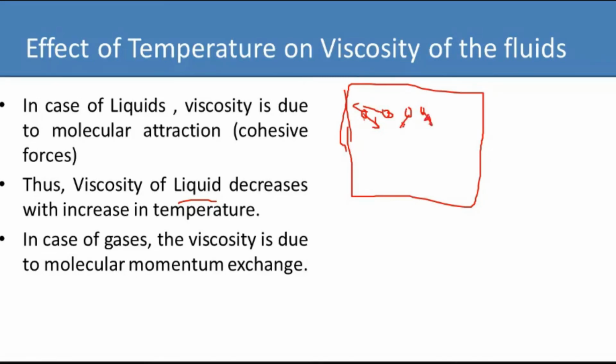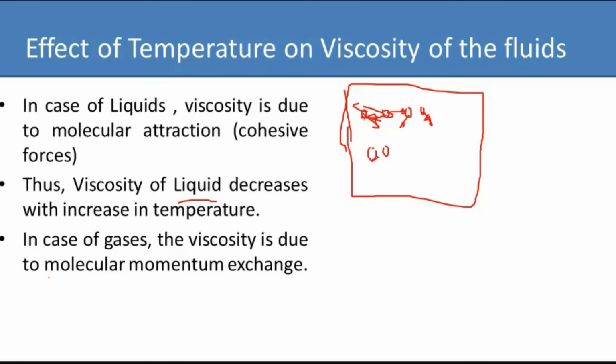Okay, so when these gaseous molecules are moving, they are continuously colliding with each other. Every gas molecule keeps colliding with other gas molecules. Continuously this collision is taking place. And when this collision is taking place, some kinetic energy is exchanged. Suppose this molecule is moving with more velocity, and this molecule is moving with lesser velocity.